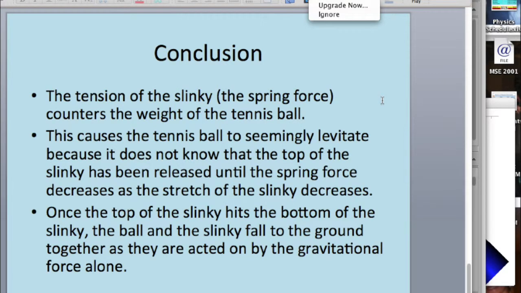So, in conclusion, the tension of the slinky, the spring force, counters the weight of the tennis ball. This causes the tennis ball to seemingly levitate because it does not know that the top of the slinky has been released until the spring force decreases as the stretch of the slinky decreases. Once the top of the slinky hits the bottom of the slinky, the ball and slinky fall to the ground together as they are acted on by the gravitational force alone. Thanks for watching.